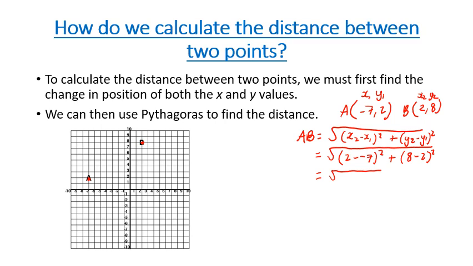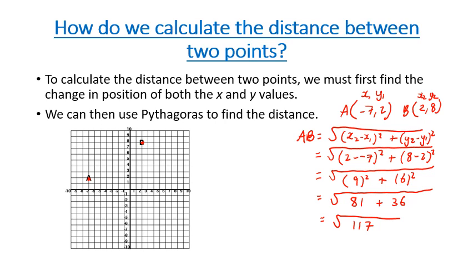This then becomes the square root of 2 take -7, which is 2 plus 7, which is 9 squared, plus 8 take 2 is 6 squared, which becomes the square root of 81 plus 36. Now 81 plus 36 is 117, so the length would be the square root of 117.